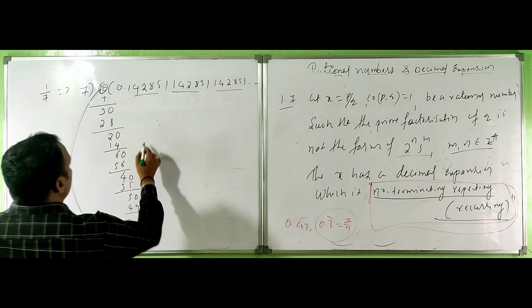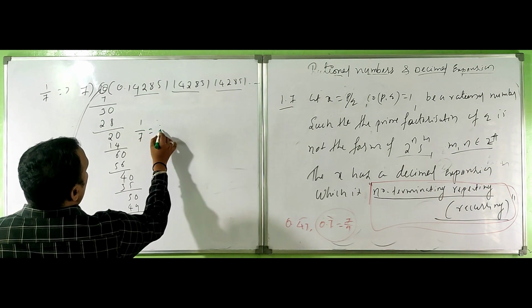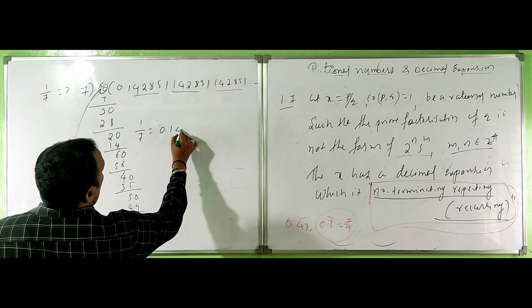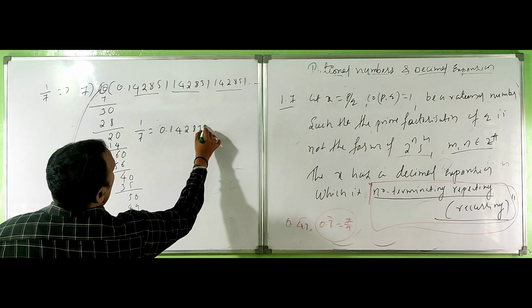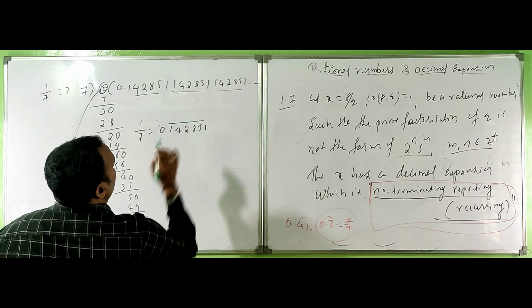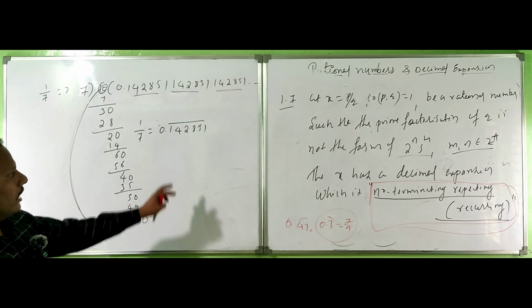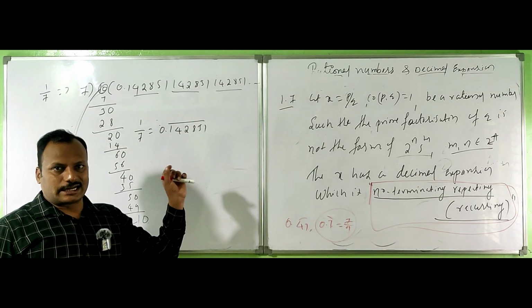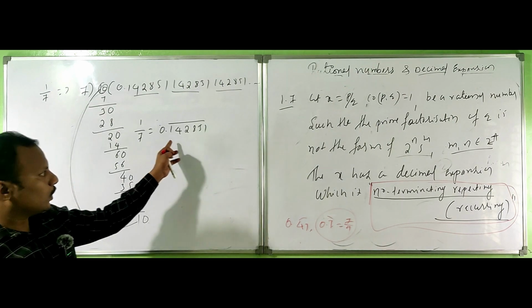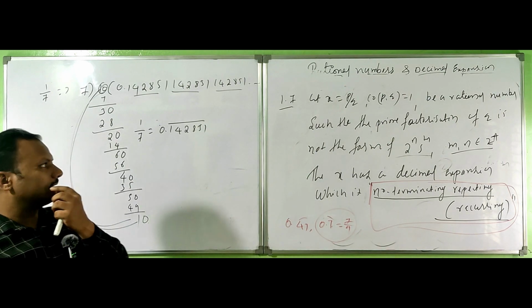So this I am writing as 1 by 7 is equal to 0.142851 with a bar over the whole range. Every number in this range repeats, this whole range repeats. So this is the beauty.